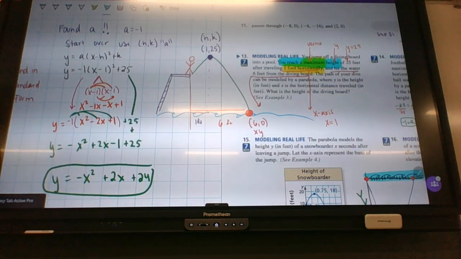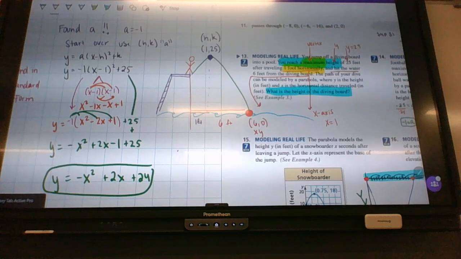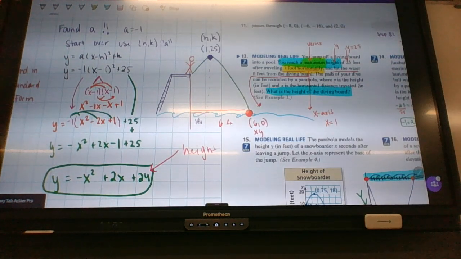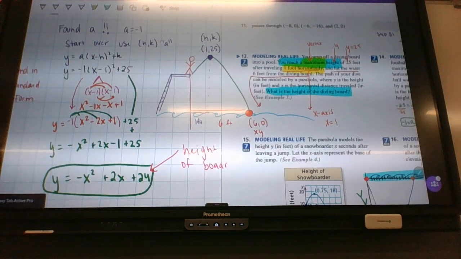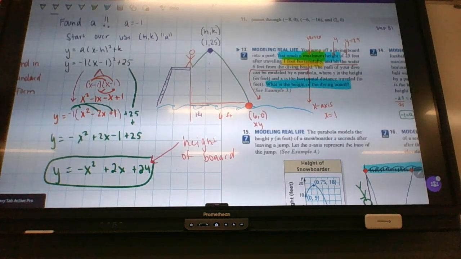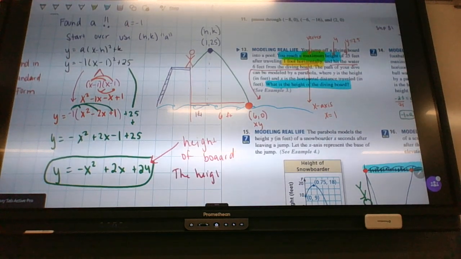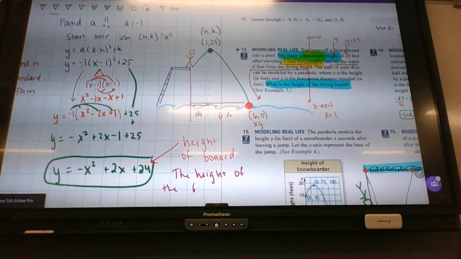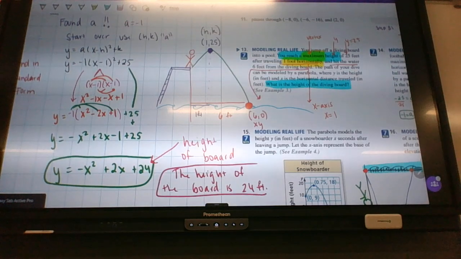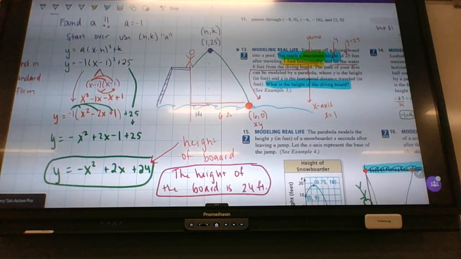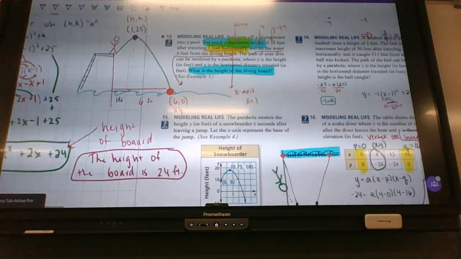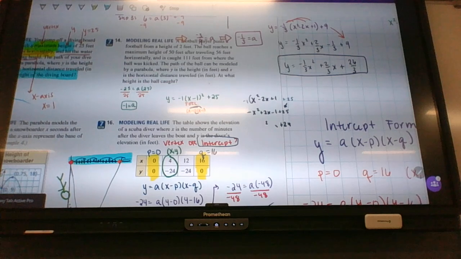Okay. So what is the height of the diving board? This y-intercept is the height of the diving board, because that's how high the person was when they jumped. So answer in a complete sentence. The height of the board is 24 feet. Next one, let's do 16 now.